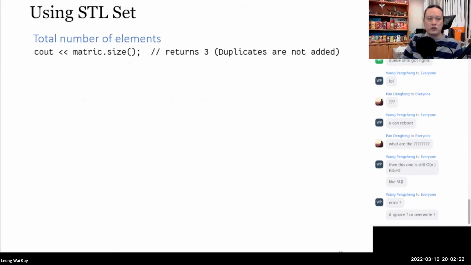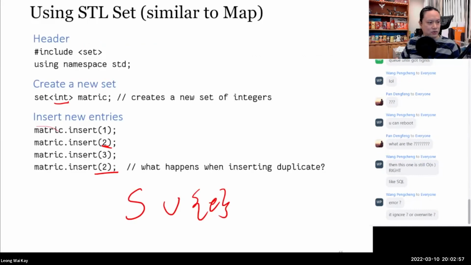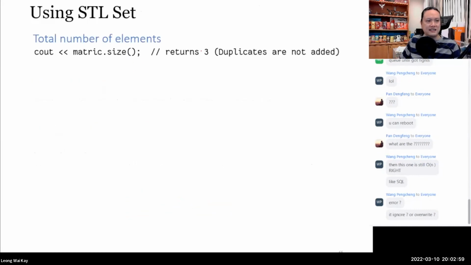So to use the STL set, after adding 1, 2, 3, there's no error. Now the size is 3. Duplicates are not added, or in a sense it overwrites.